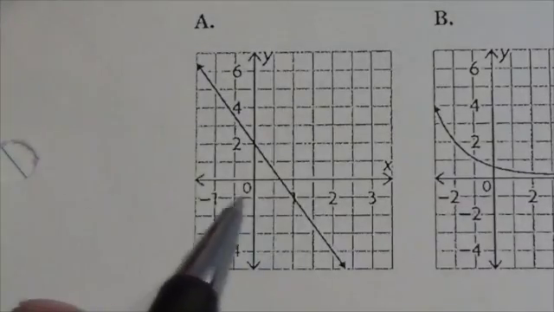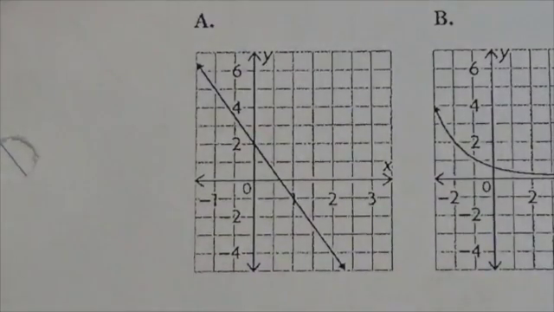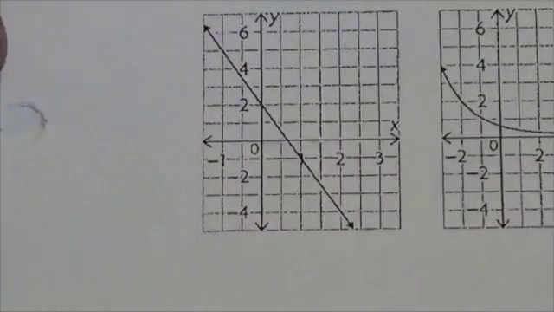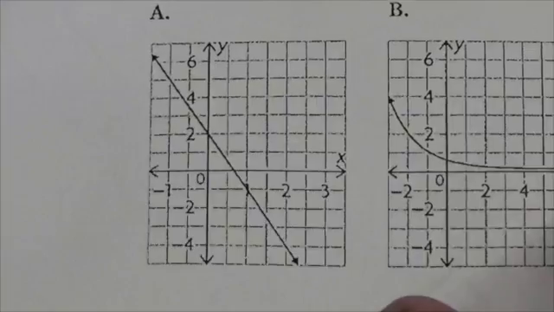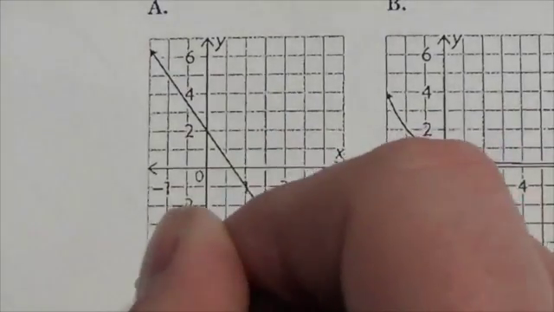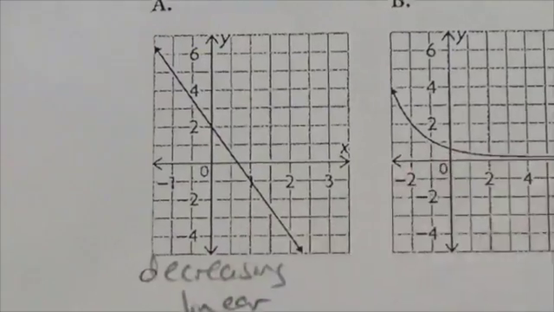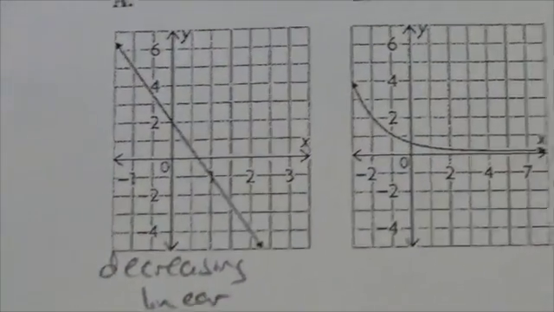All right, well this function right here is a straight line. This thing here is linear. Now it's decreasing, which is one of the things we're looking for in this question, but this is simply a linear. This is a decreasing linear function. That's not what we're looking for in this question.